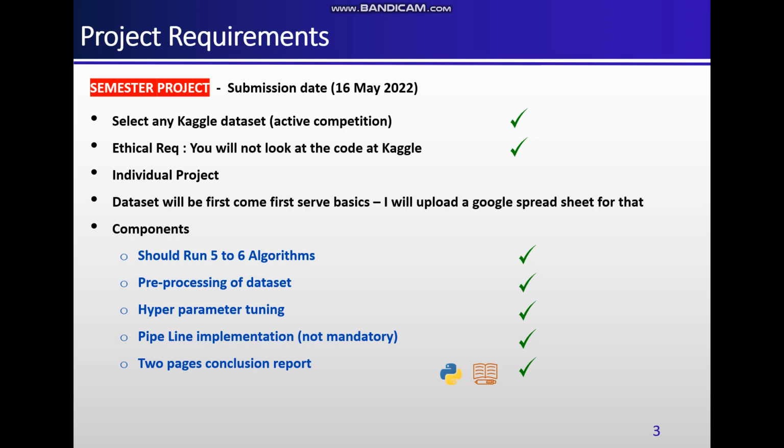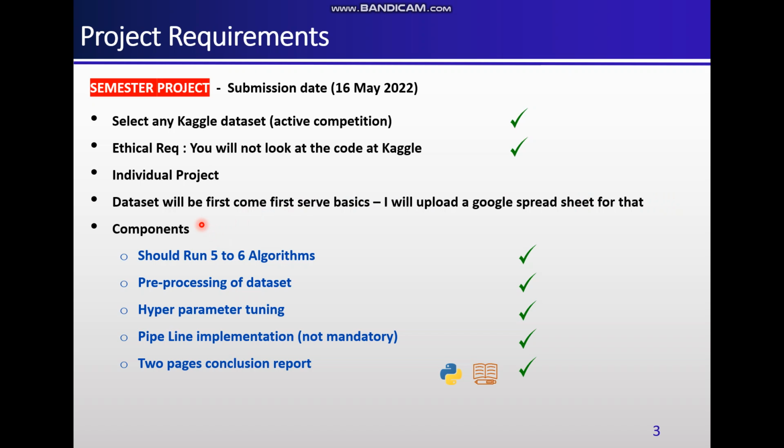These are the project requirements which were initially shared by our worthy instructor. We had to select any Kaggle active data set, and the ethical requirement was that we will not look at the code at Kaggle. Then it will be the individual project. Everybody has to do this project individually. So I had chosen the digit classification related data set from the Kaggle, and it was an active data set.